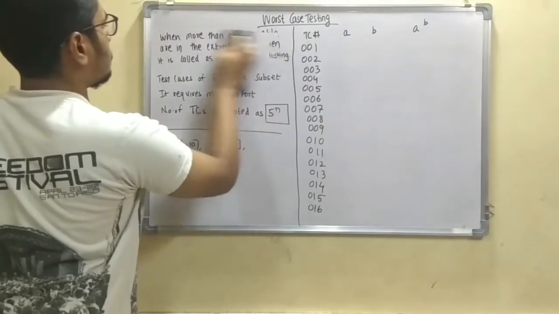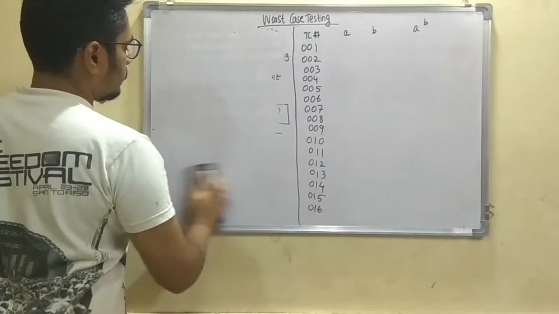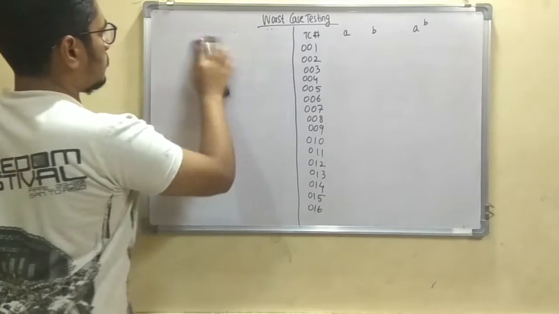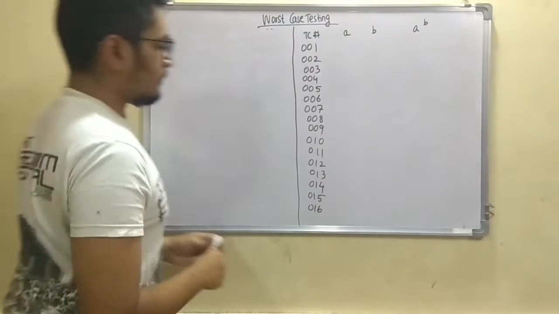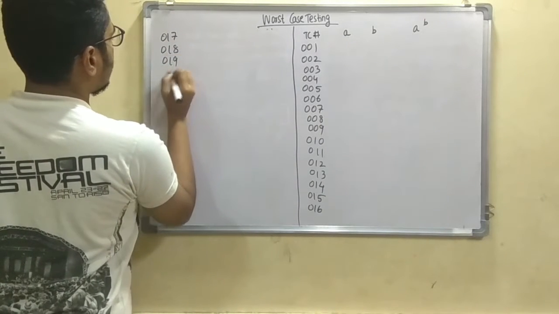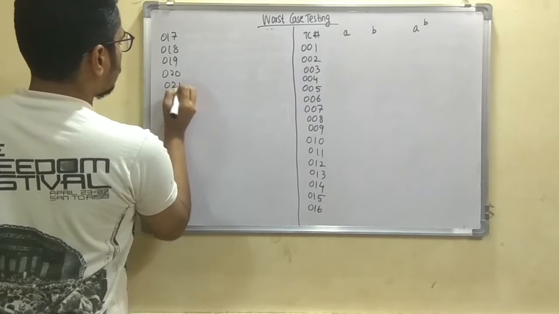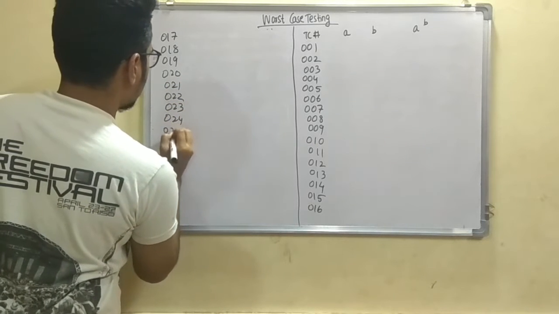So space is a problem. This is a problem with worst case analysis that we have to encounter while solving in exams also. This is the biggest problem we encounter when the number of inputs keeps increasing. So we have to design 017, 018, 019, 020, 021, 022, 023, 024, 025.